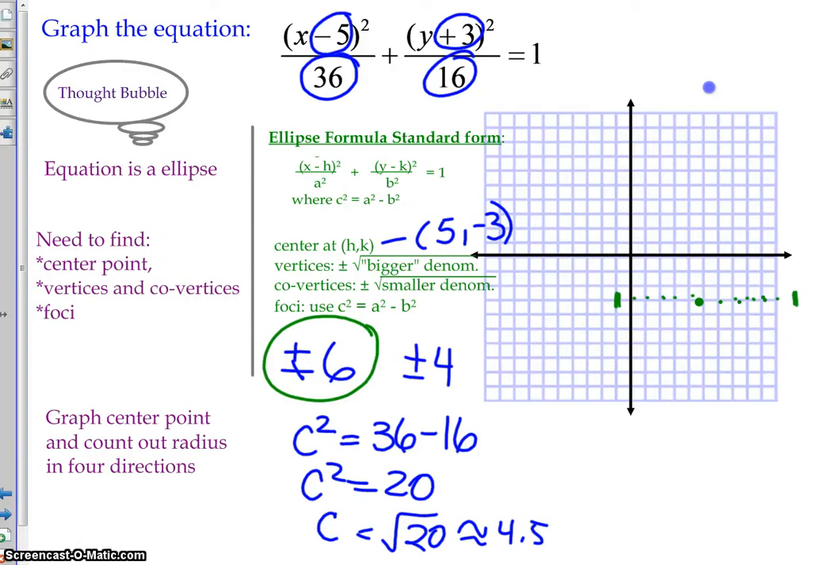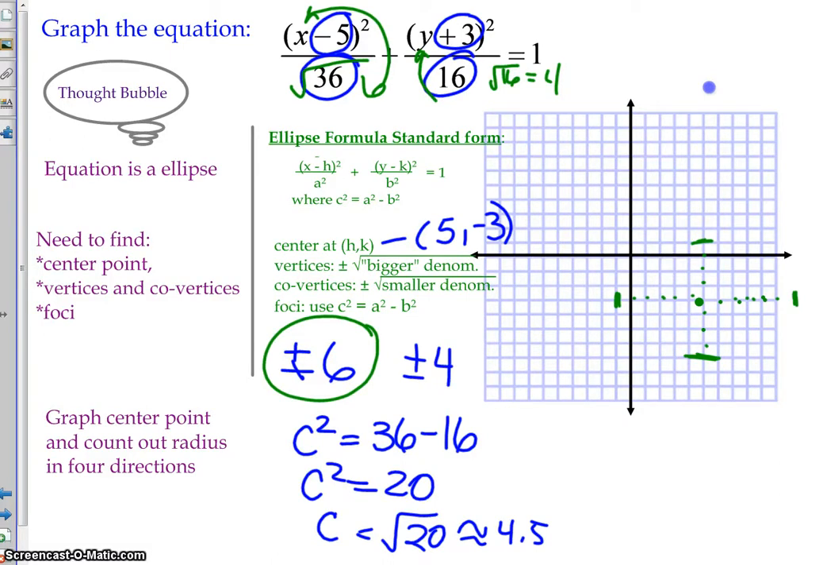Why did I know to go 6 in either direction? Well, the square root of this was 6, and that is under the x, where the square root of the 16 is 4, and that was under the y. So in the y direction, I'm going to go 1, 2, 3, 4 above, and 1, 2, 3, 4 below. So that I know right away, I know my vertices, okay?